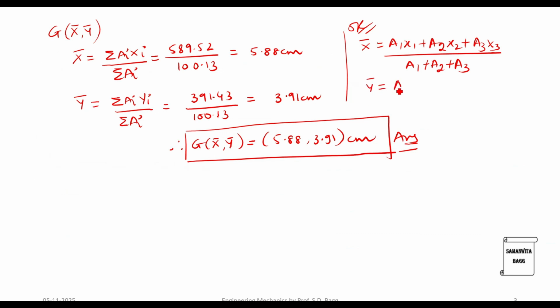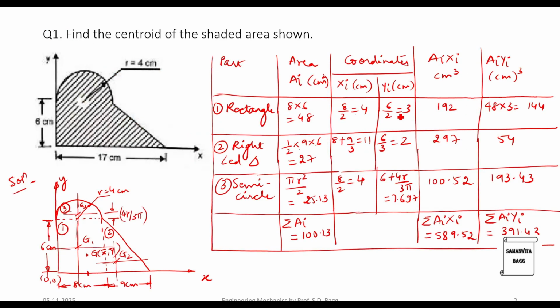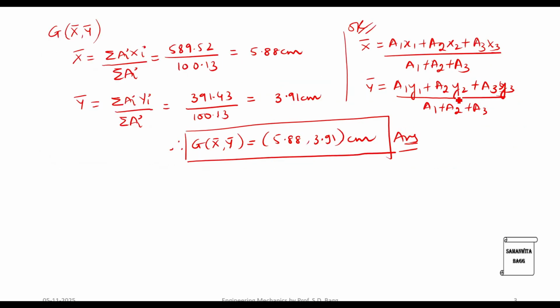For y bar also you can use a1 y1 plus a2 y2 plus a3 y3 upon a1 plus a2 plus a3. So this is y1, y2, y3. So once you use these formula, you will also get the same answer. So this is the summation way of writing, cumulative way. This is just the segregated form of writing.